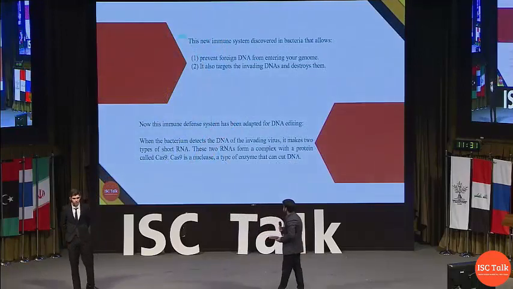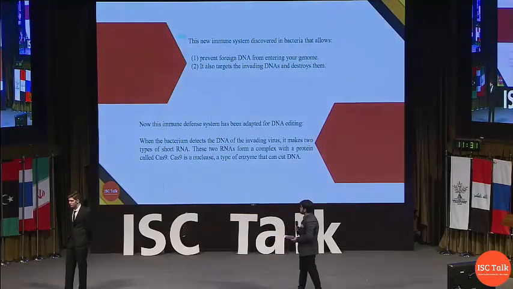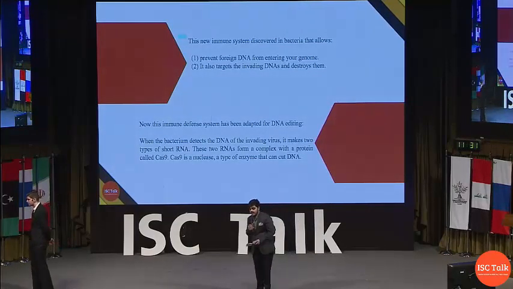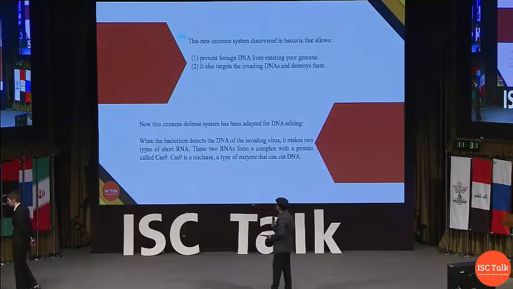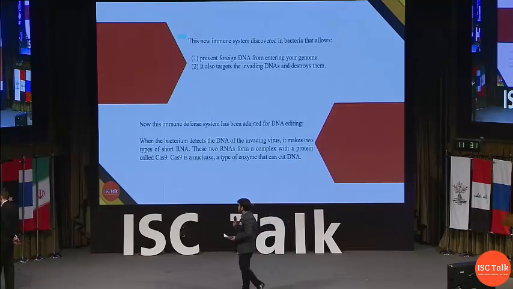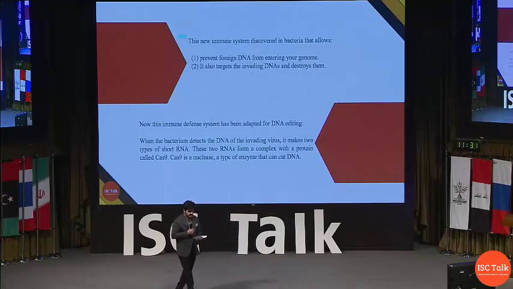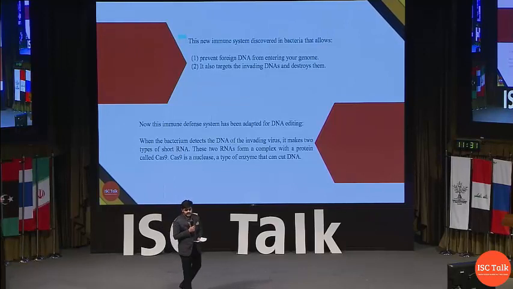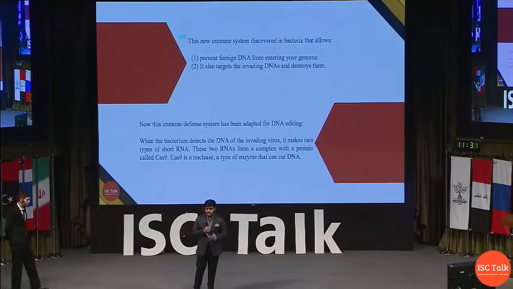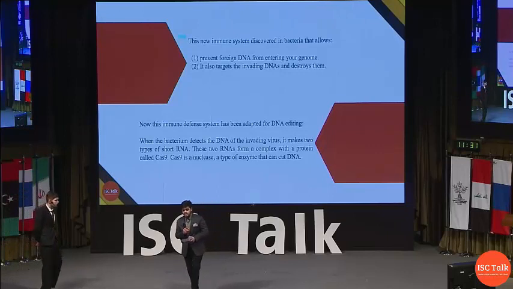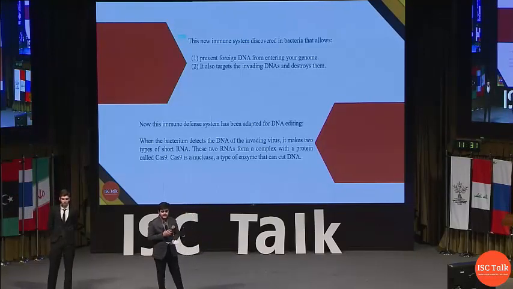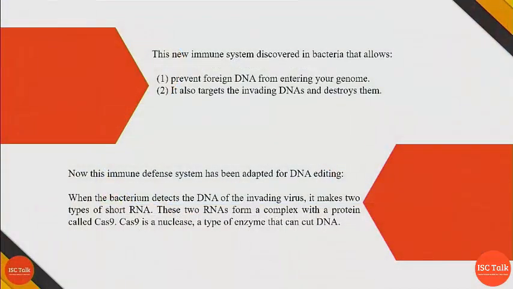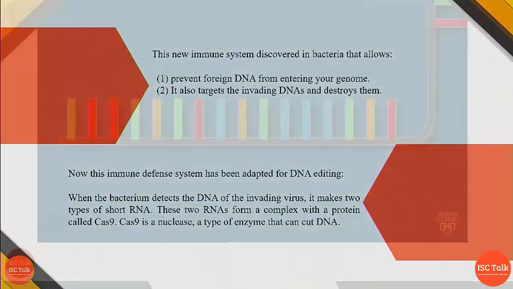This is a new immune system discovered in bacteria that does two things: it prevents foreign DNA from entering your genome, and it also targets the invading DNA and destroys it. This system has been adapted to the DNA, meaning it can be edited and changed with other RNAs, and it can be a type of enzyme that cuts the DNA.